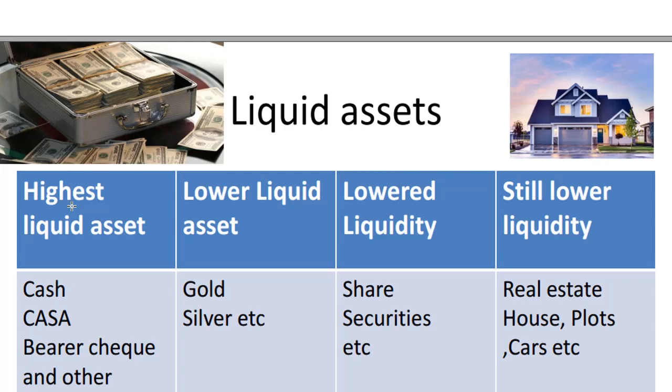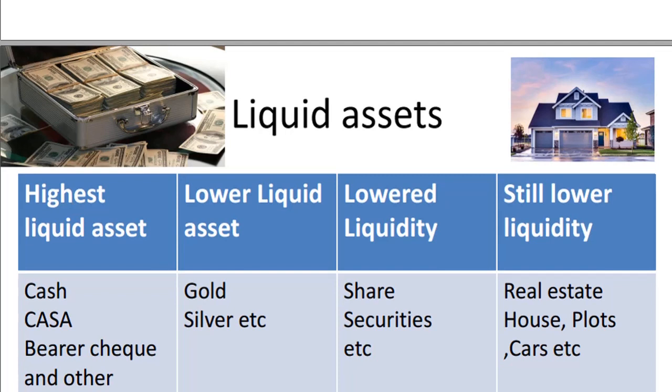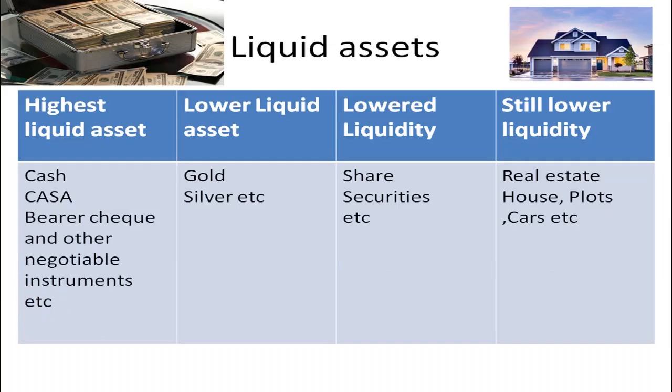Suppose we want to sell our house or car to convert it into cash, then it requires months to do the transaction. So gold is having more liquidity than house or car, and cash has more liquidity than gold. So in this way we can categorize any asset on the basis of liquidity, and then we can convert them into cash. I hope this clears the concept of liquidity.